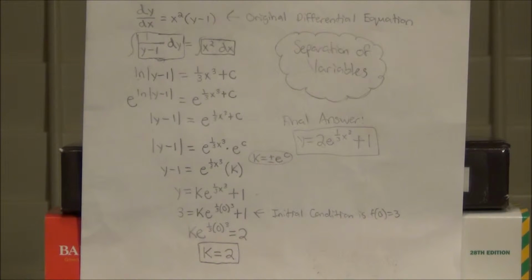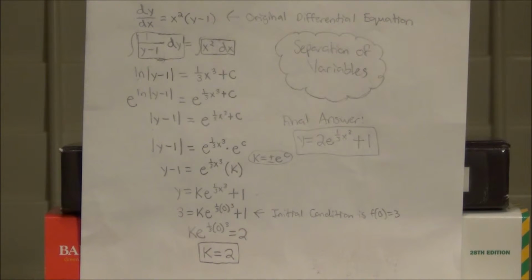Okay, so let's tackle part C of this FRQ. Part C says we have to find a particular solution, y equals f of x, to the given differential equation with the initial condition f of 0 equals 3. So here, I have the original differential equation as stated here. And the first instinct is to go for the technique of separation of variables.